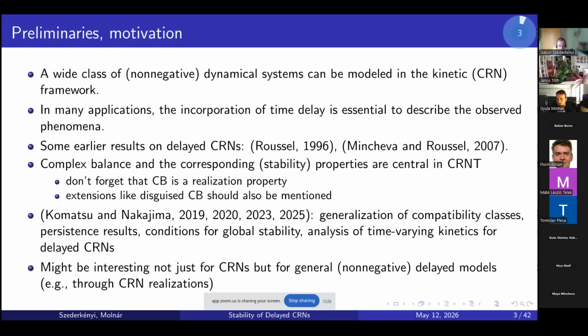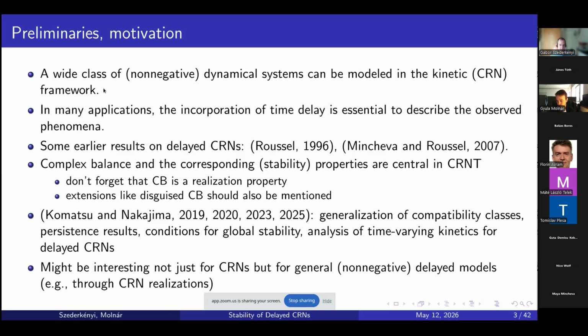Okay, so let us see the motivation. So why we are interested in kinetic models and chemical reaction networks. As a control engineer, this system class is interesting for me because the mathematical structure is ordered, friendly, but it can describe essentially any dynamics, which means that we can use computational tools for analysis and even for control design based on the system class.